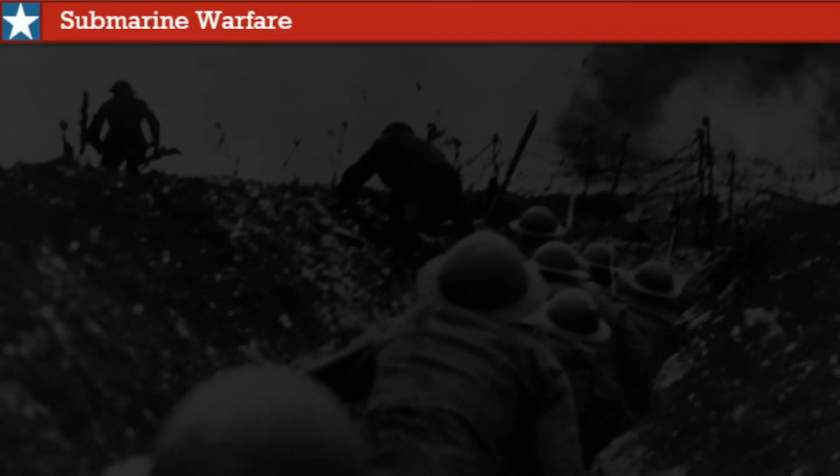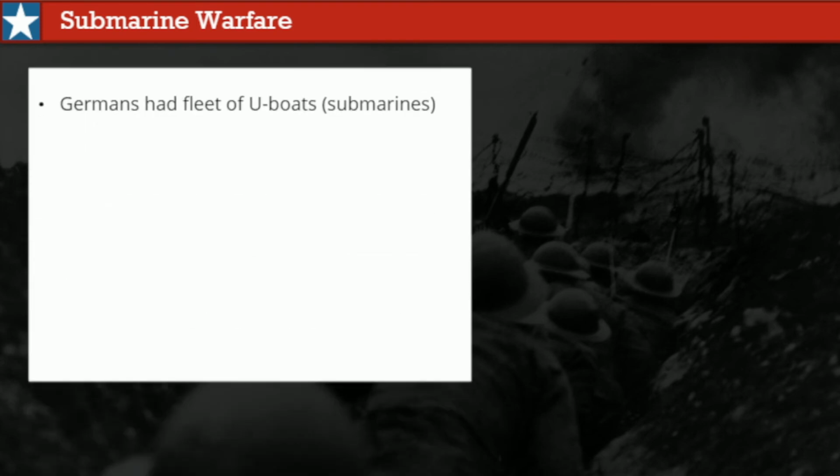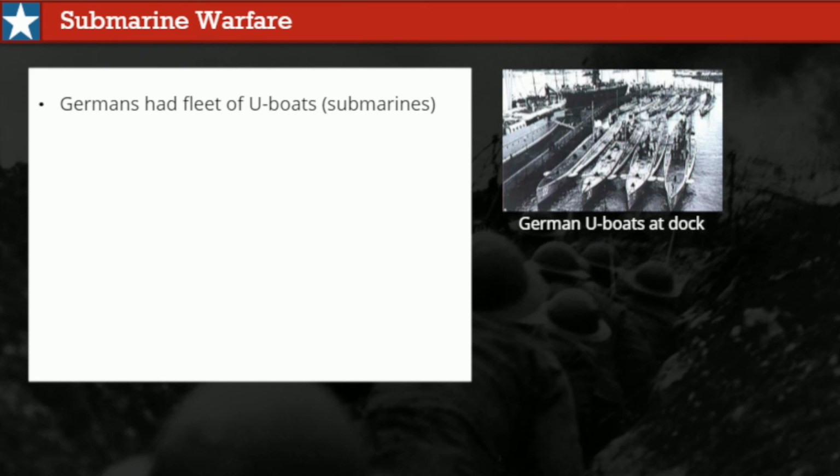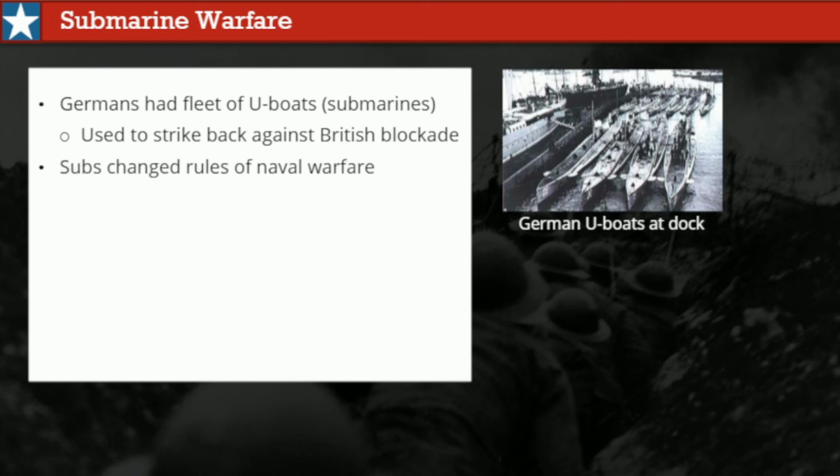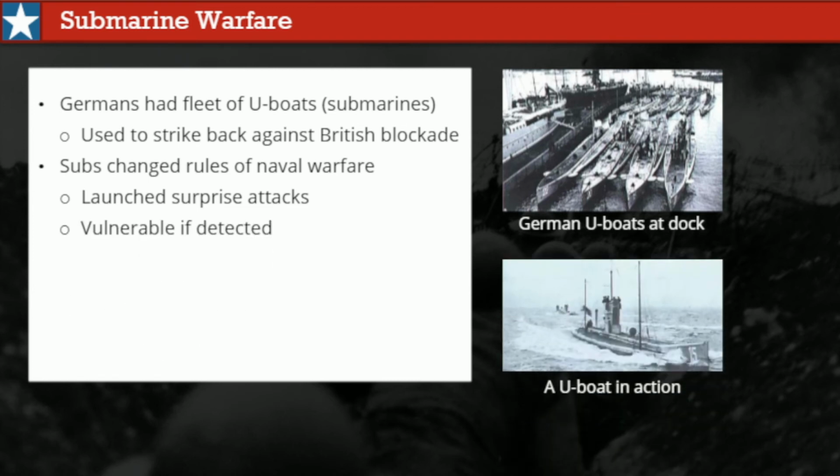Germany had a powerful card of its own to play when it came to naval warfare. The Germans entered the war with a fleet of Unterseebooten, or U-boats, submarines, that they used to strike back against the British and their blockade. 48 were in service or under construction when the war began. Subs were a terrifying new technology, and they changed the rules of naval warfare. Prowling under the sea with only a periscope to see above the surface, U-boats launched surprise attacks on larger ships with their guns and torpedoes. But subs were also vulnerable to enemy attack if they were detected. Traditional warships like destroyers could easily sink them if they spotted them.